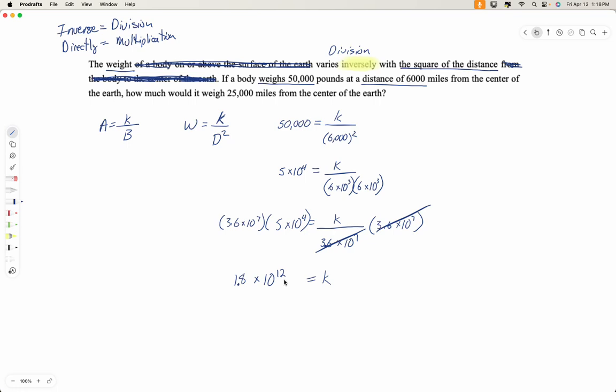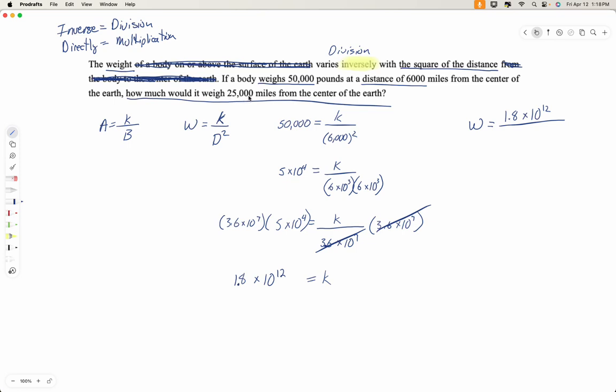Or the 12th power, not position. This is our constant. This is what we're going to use to solve the second scenario. And the second scenario is this. How much would it weigh? So we're looking for weight. We don't know what the weight is. We do know what k is now. We know k is 1.8 times 10 to the 12th power. That's a given for us.